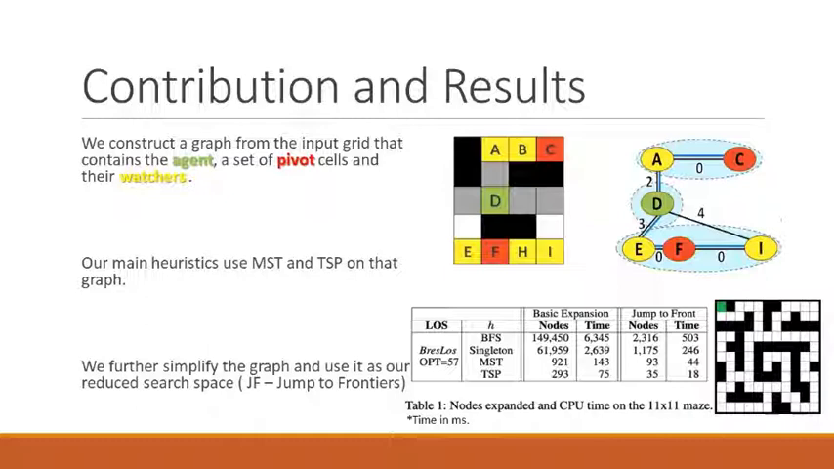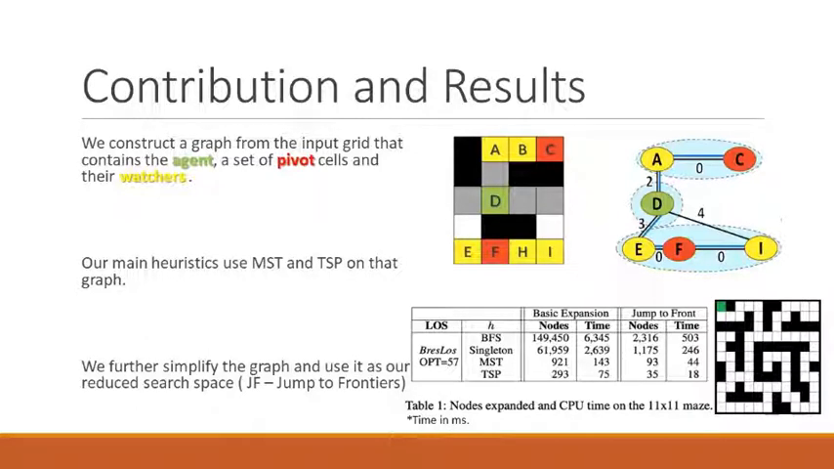For the pivot set, we choose cells which don't have any shared watcher. To simplify the graph, we keep only the frontier watchers. Those are watchers such that the path from the agent to them doesn't pass through another watcher of the same pivot. As can be seen in the example, C and F are pivots, A, I, and E are watchers, and B and H are left out because they are not frontiers.